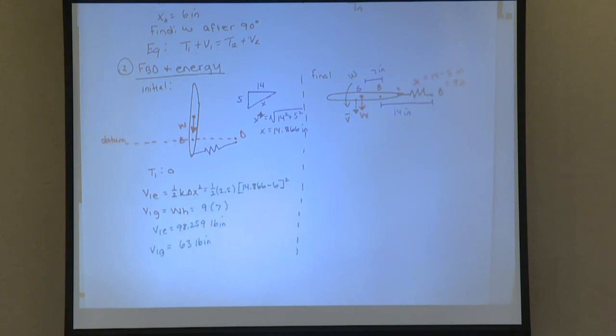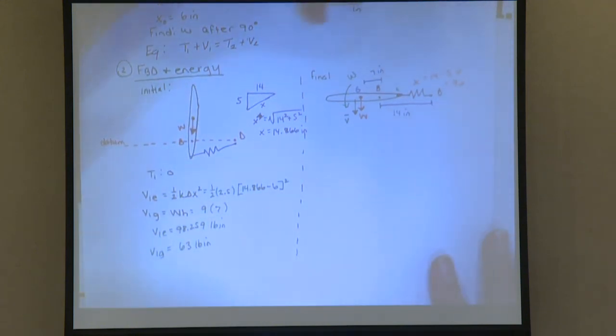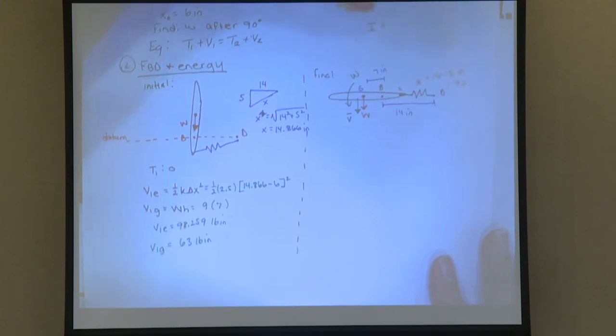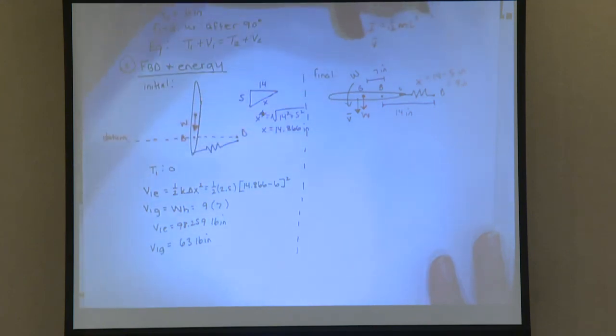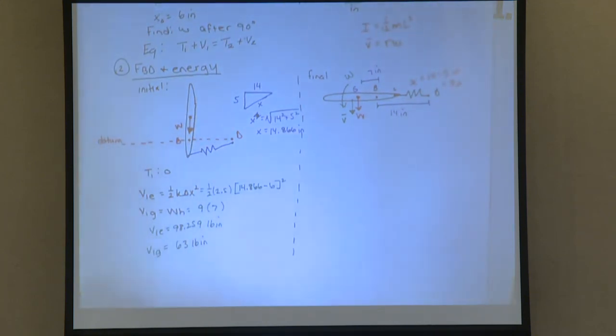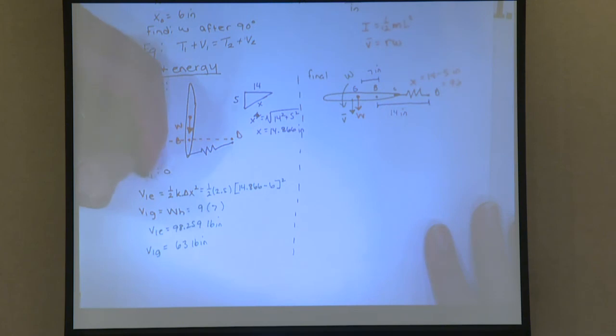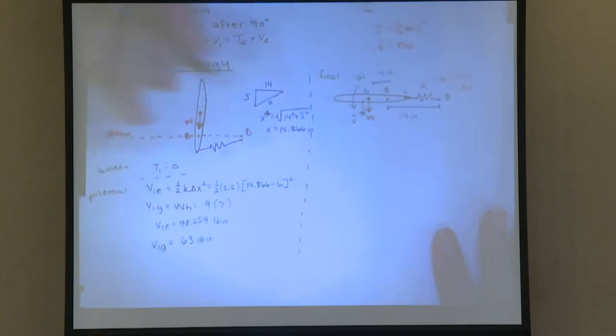And now we're just going to do the same thing. Oh, I forgot to write these out. For a rod, the I equation is 1 over 12 m l squared. And then as I was saying before, the v bar that I wrote here is just going to equal r omega. So let me label these a little better: kinetic, potential.